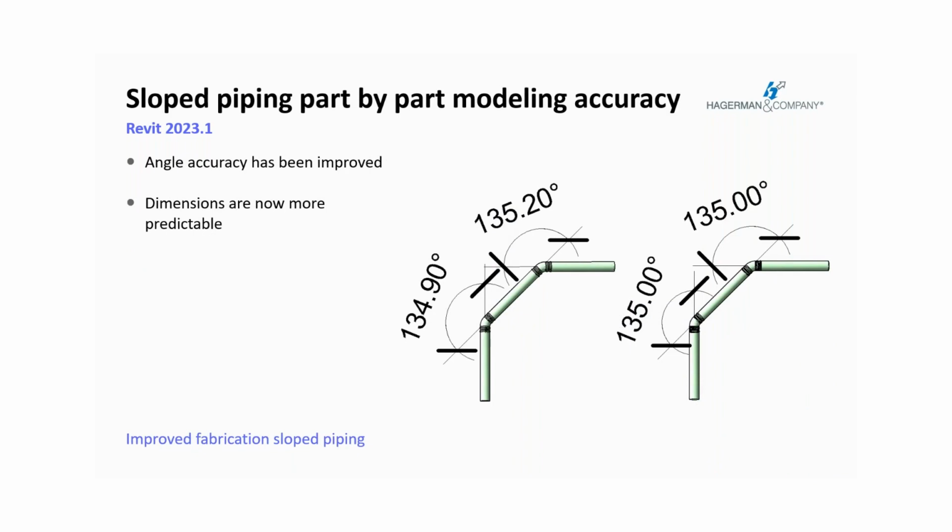Before this release, projected angles of layout would be slightly off. Now in Revit 2023.1, angles are more accurate. This fabrication sloped piping improvement results in more predictable dimensioning capabilities and a more accurate model.